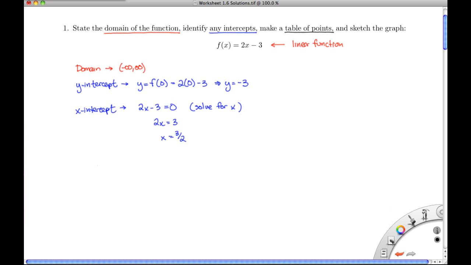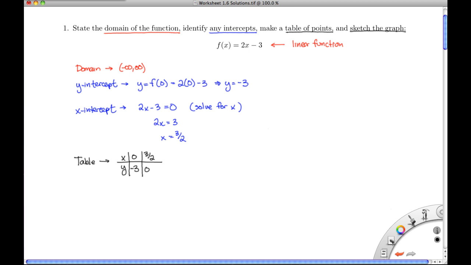So for our table, let's just go ahead and write down the intercepts that we've found so far. In this table we've got our x's, and we've got the corresponding y coordinates. We know that when x is equal to 0, y is equal to negative 3. That's our y-intercept. And that when y is equal to 0, x is going to be equal to 3 halves, because that's our x-intercept.